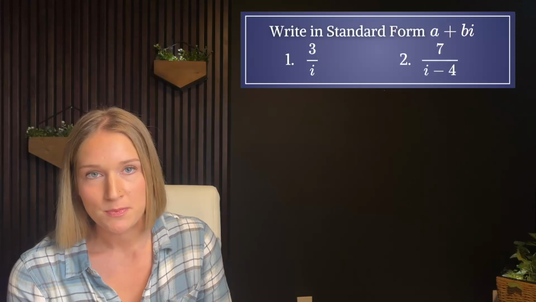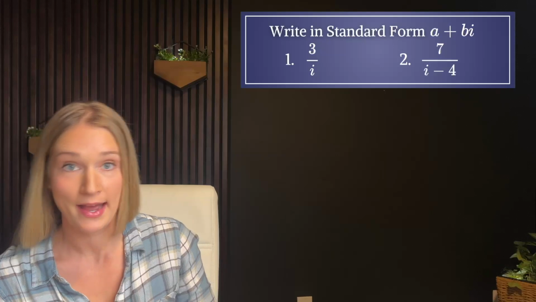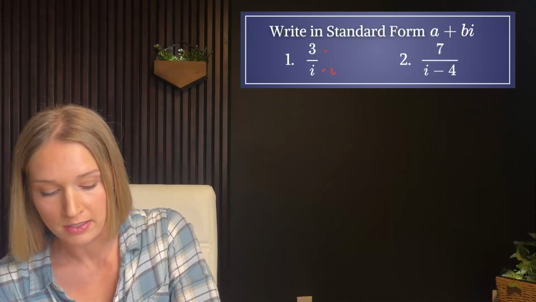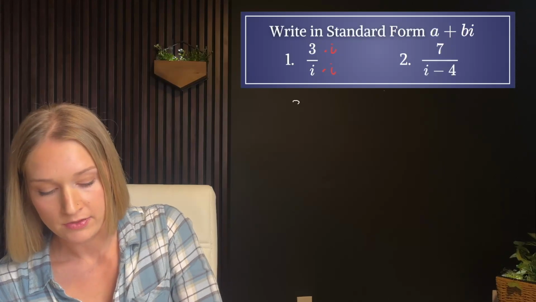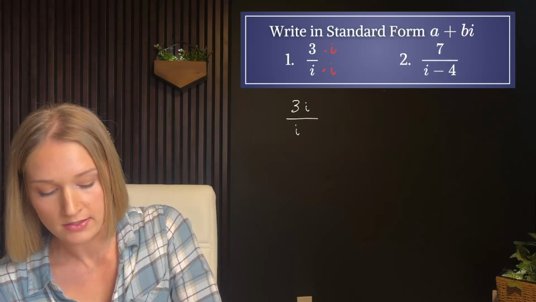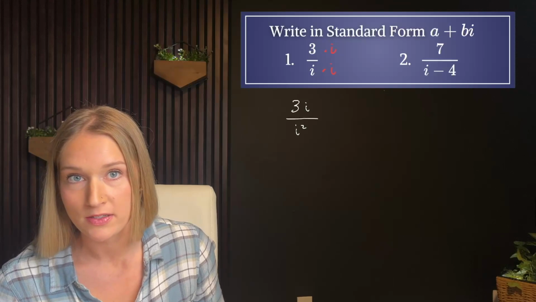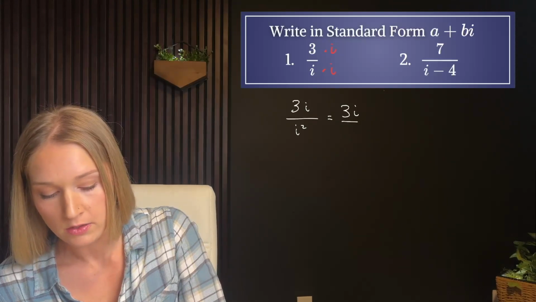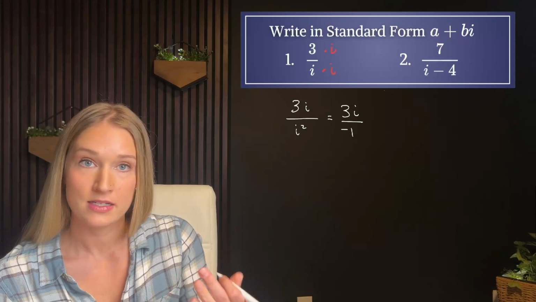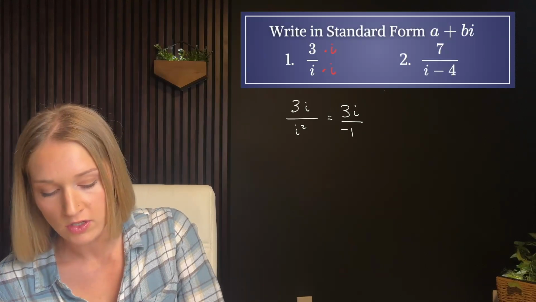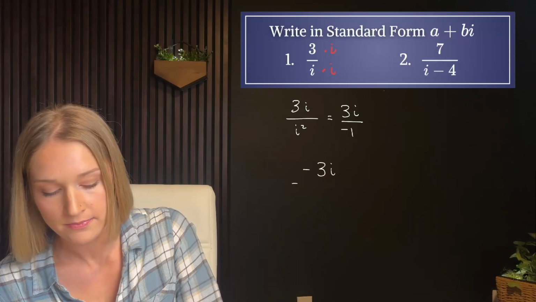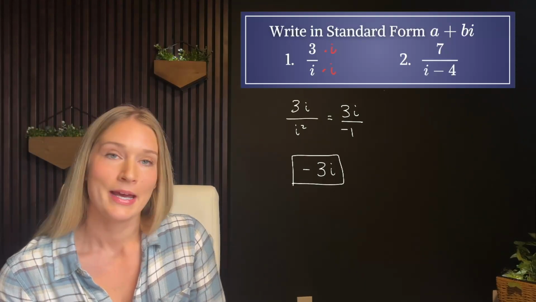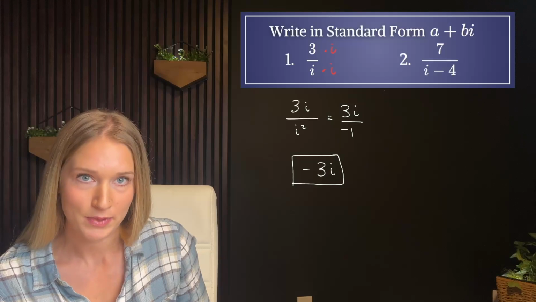Well, the first one, that's pretty easy to do. If I'm trying to get an i squared in the denominator, I'll just multiply both the numerator and the denominator by i. Then I have 3i over i squared. And i squared, we've talked about, is just -1. So this becomes 3i over -1. And I can divide the 3 and the -1 to get just -3i. So the real component of this one is 0, and the imaginary component is -3i.